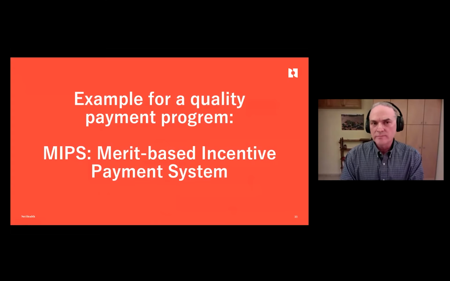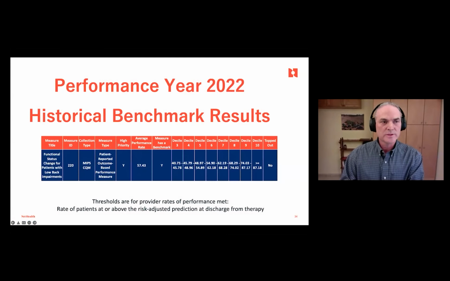We have just a few seconds here, so I'm very briefly going to show you this benchmarking result for the measure that I described before. And these are the benchmarks that are used in order to set a provider on a specific decile in this case. And according to this, they would get some achievement points and maybe some payment points.